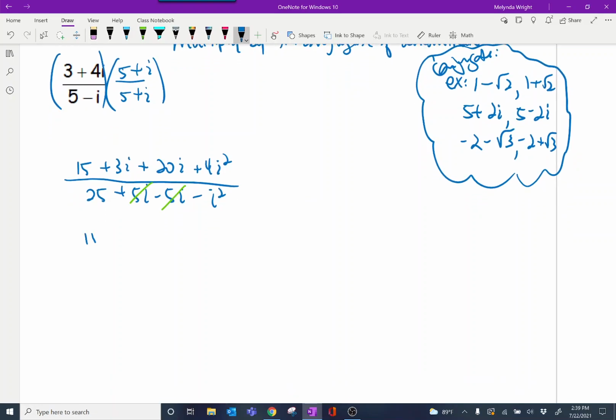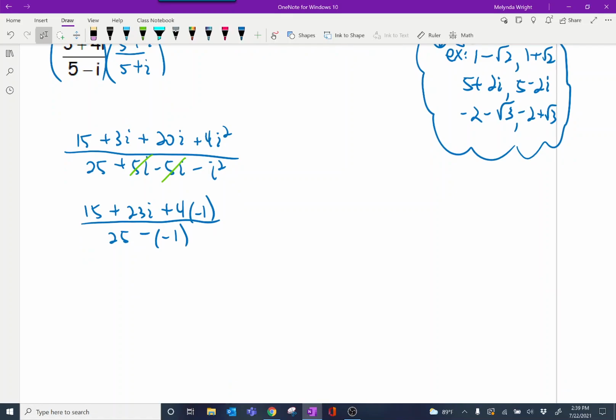So we have 15 plus 23i plus 4i squared, and we know i squared is negative 1, over 25 minus, again, i squared is negative 1. So 15 minus 4 is 11, plus 23i, over 25 minus a minus 1 is 26. Now we got rid of the i in the denominator, but it's really not in the a plus bi form. We really want it to look like this. It's close, but it doesn't look like that.